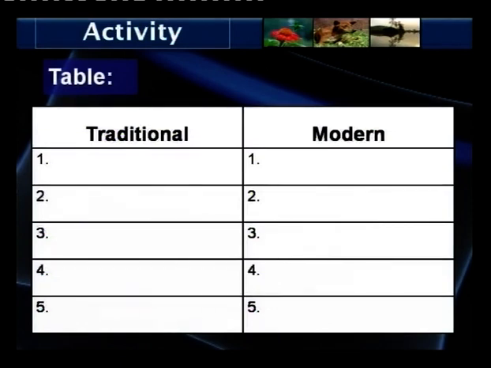Receiving students and 6C, modern machines refer to the machines that we are using today, now. Traditional machines refer to the machines that our people in the past used, okay? Are we clear, receiving students and 6C? Okay. It should not take you long to copy down the table into your exercise books.